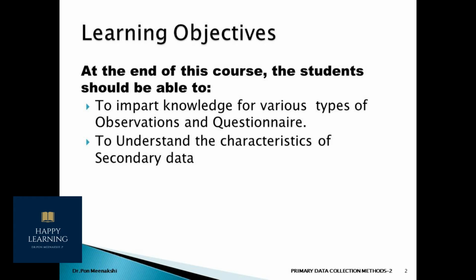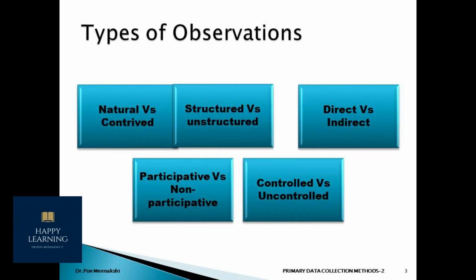Data. Now let's move on. Types of observation. There are 10 different types: natural versus contrived, structured versus unstructured, direct versus indirect, participative versus non-participative, controlled versus uncontrolled.